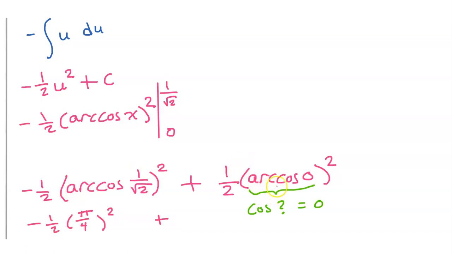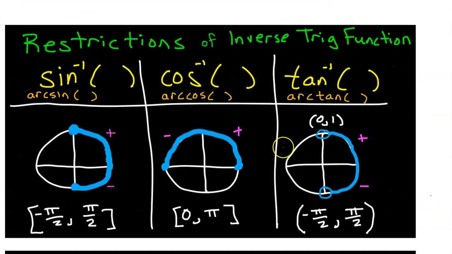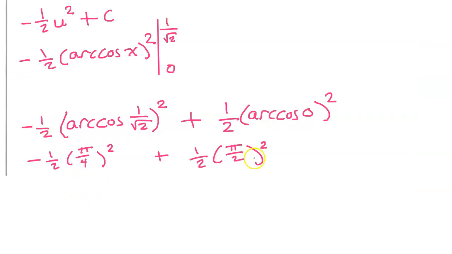Looking at the arc cosine of 0, you ask yourself the question, the cosine of what angle is equal to 0? You might find yourself thinking of two answers, pi over 2 or negative pi over 2, or maybe 3 pi over 2. However, if we look back at the restrictions on these inverse trig functions, we remember that inverse cosine or arc cosine is only defined between 0 and pi. So we cannot pick negative pi over 2 or 3 pi over 2. We can only go with positive pi over 2. So that brings us to this.